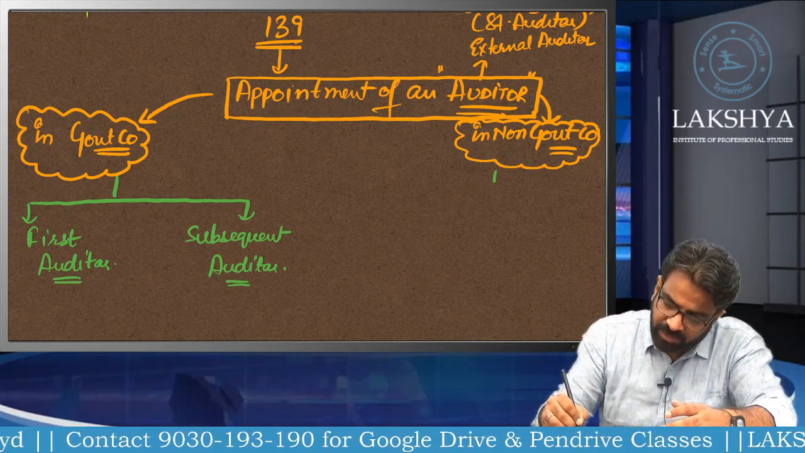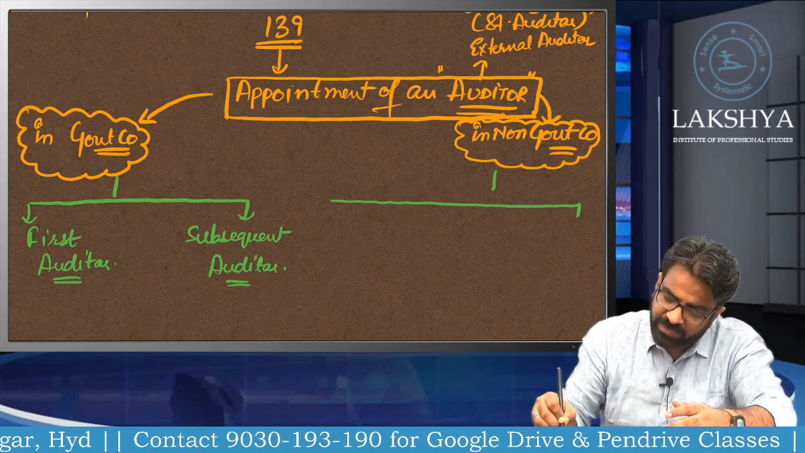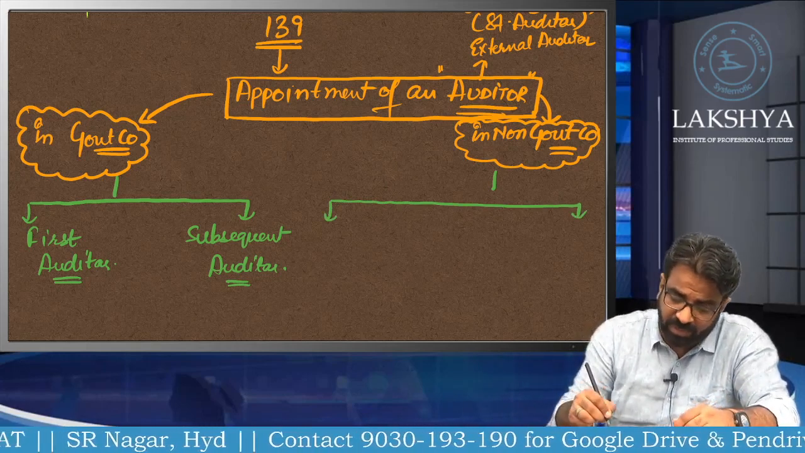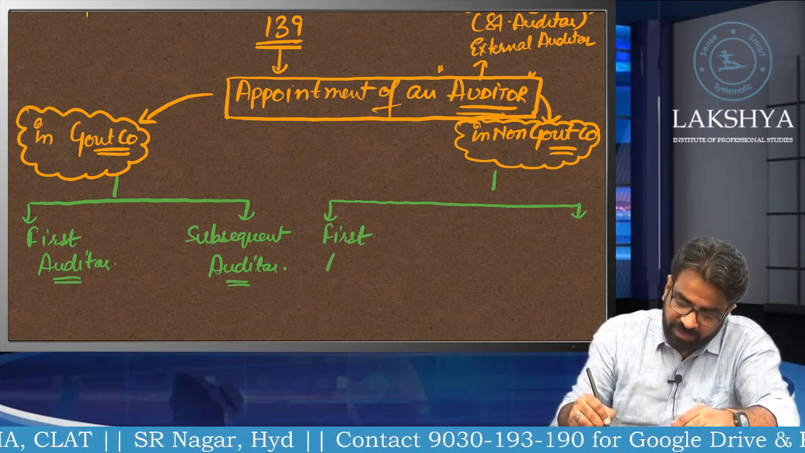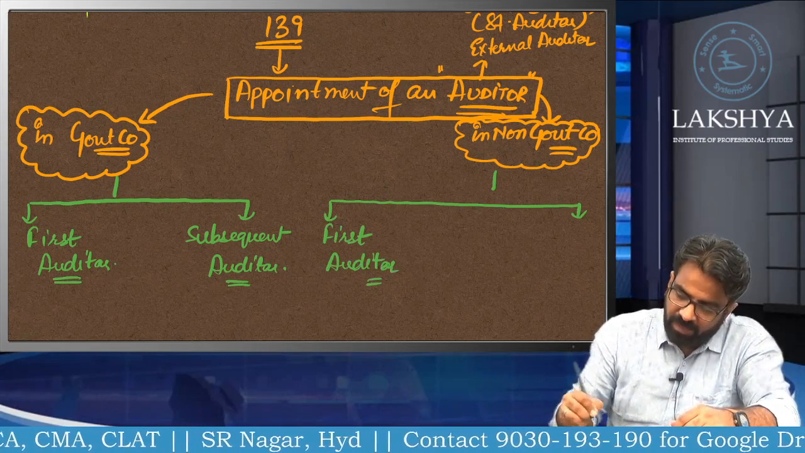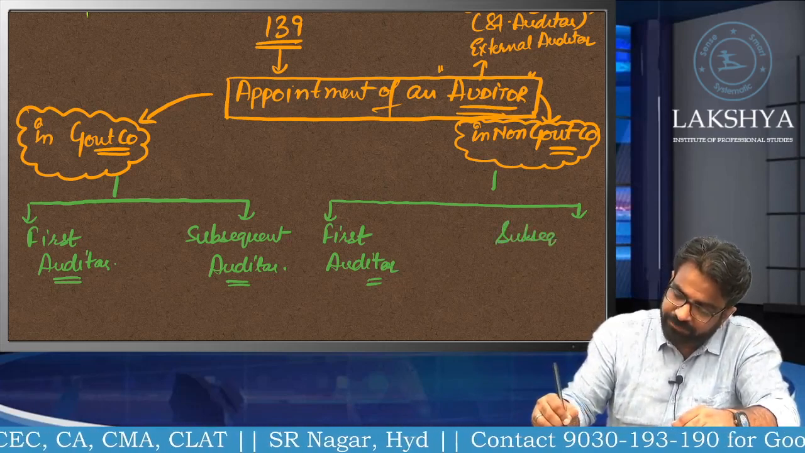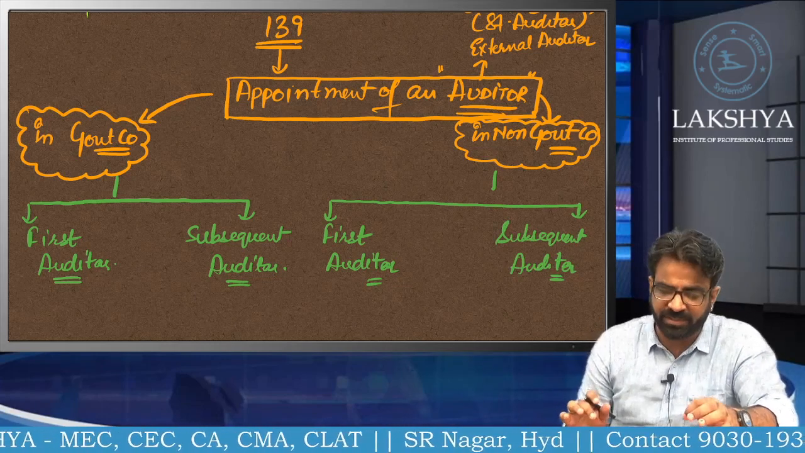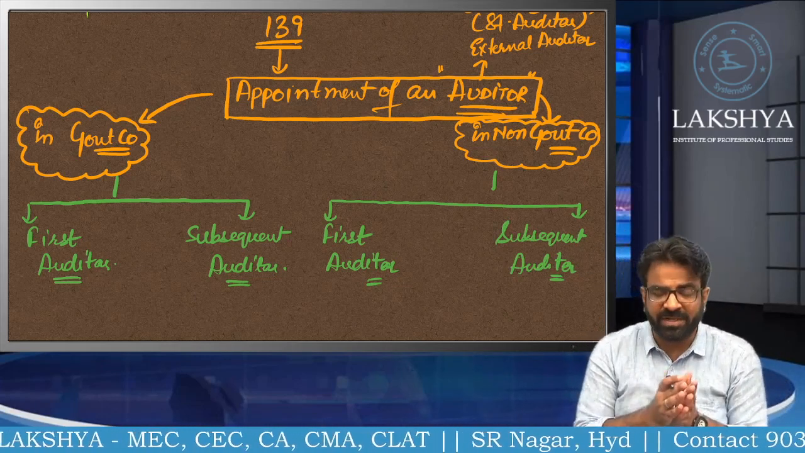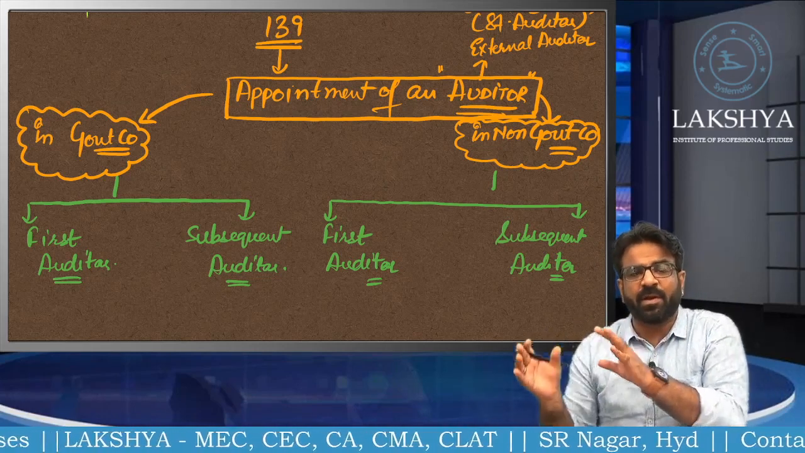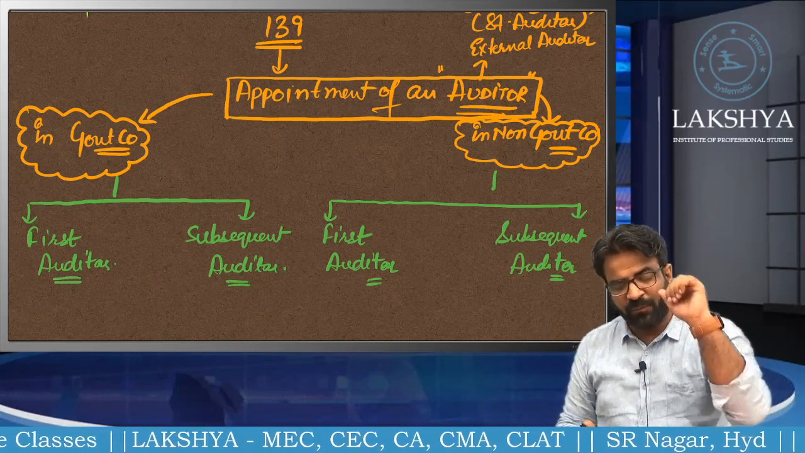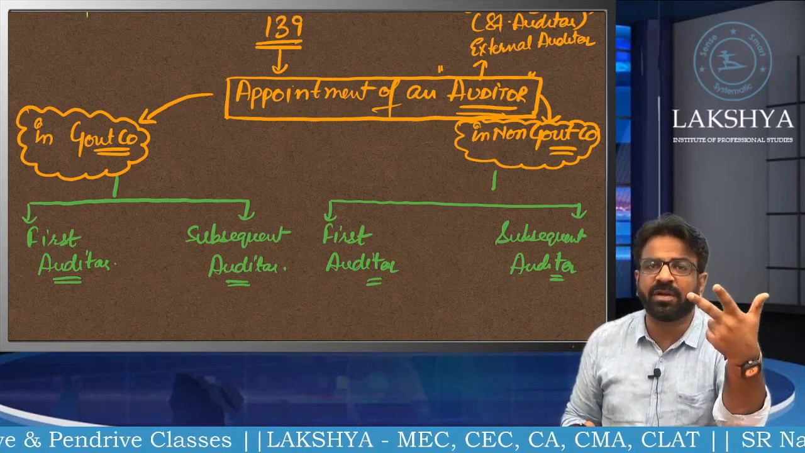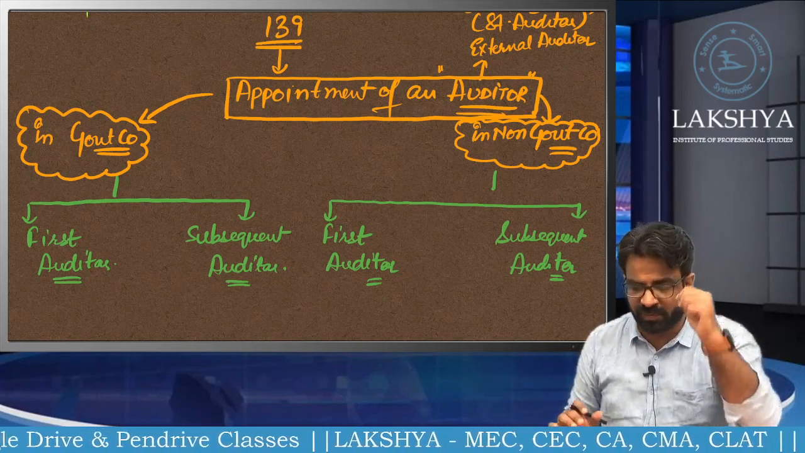Now the same chart we have to draw on the other side also. So on the other side, which company do we have? We have the non-government company. In the non-government company also there are two types of auditor: first auditor and subsequent auditor, right sir? So in totality we have to understand 4 different types of appointment criteria. First auditor of a government company and subsequent auditor of the government company. Third is first auditor of a non-government company and fourth is subsequent auditor of a non-government company.